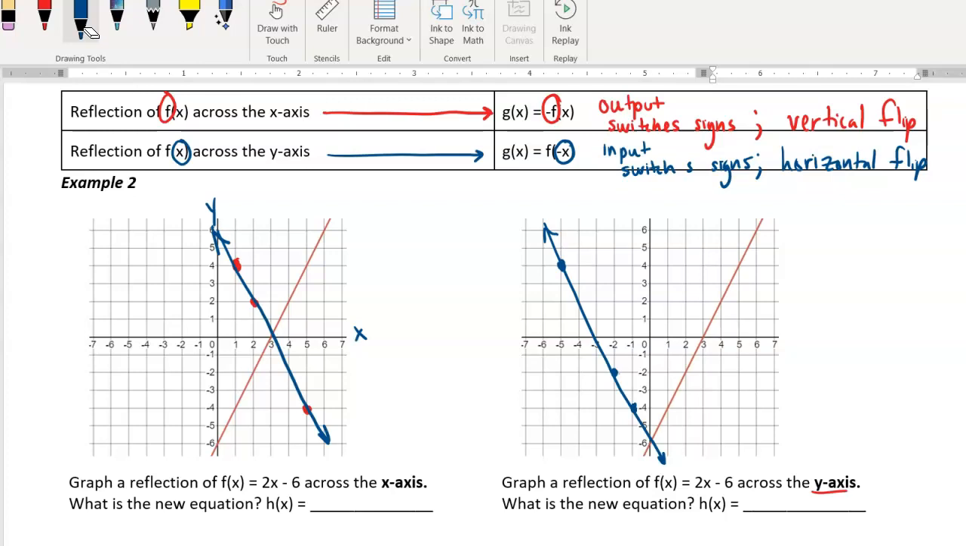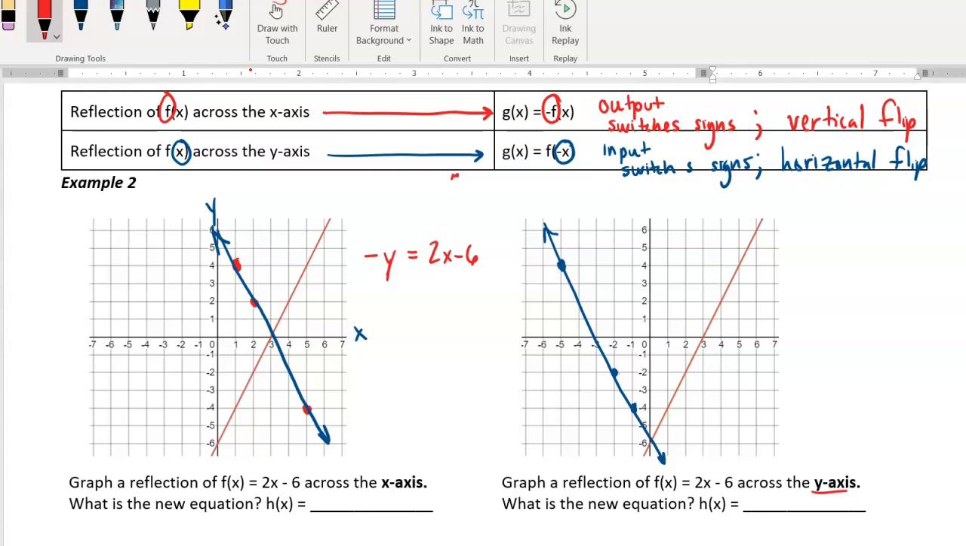Now, what would the equations be if we flipped it over the x-axis and if we flipped it over the y-axis? One way to do that would be to use what we just learned up above here. So this first example is a vertical flip. So what we're going to do is take the opposite of the output. The output switches signs. So we'll have negative y equals 2x minus 6.